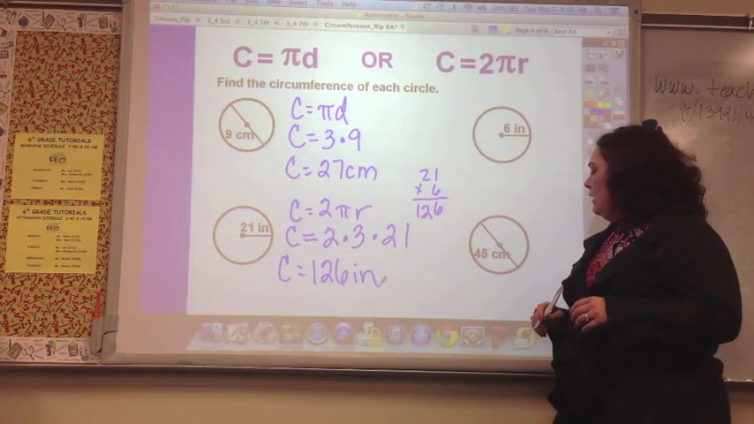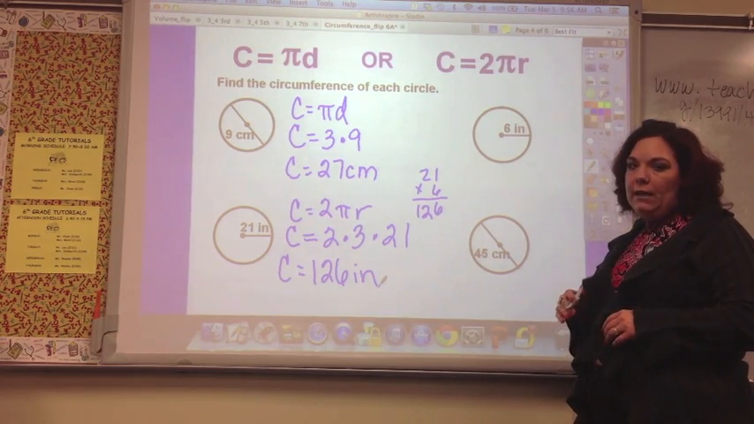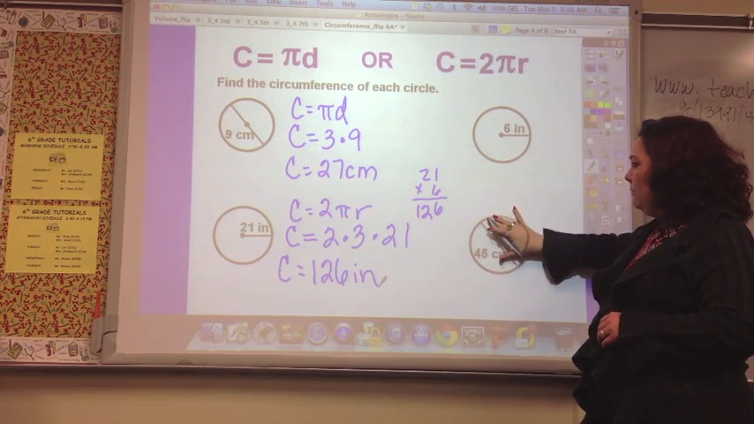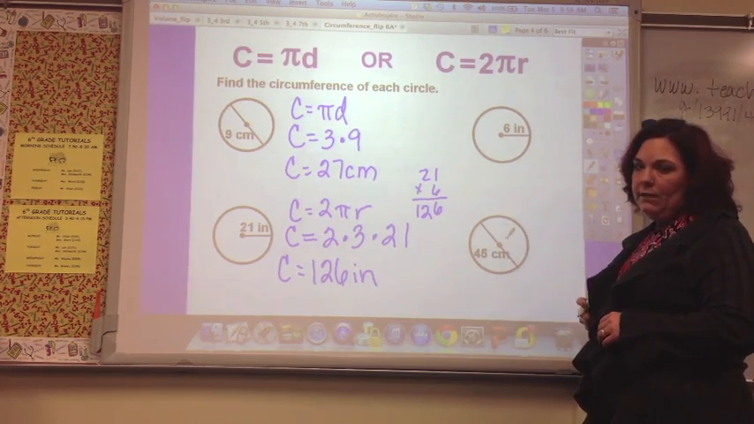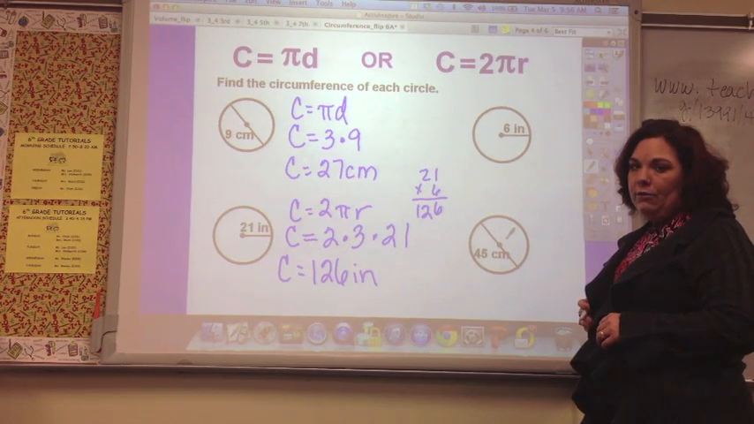So go ahead and pause the video and do these 2 problems. Write down your formula, substitute in, and find your answer. And whenever you come back, you can check your work.